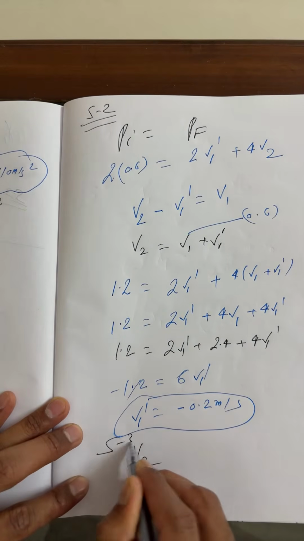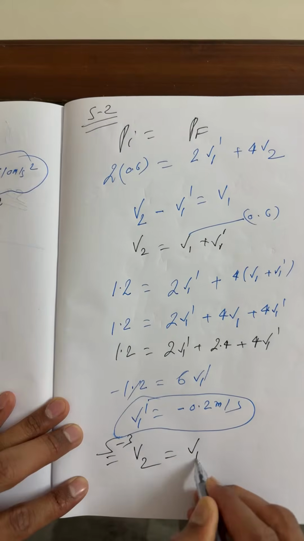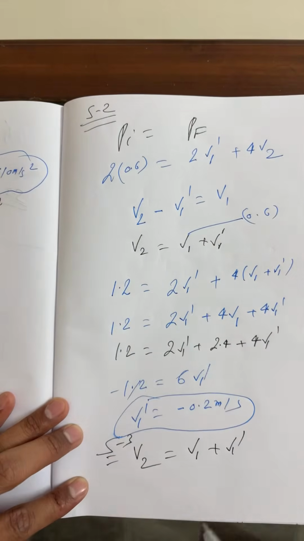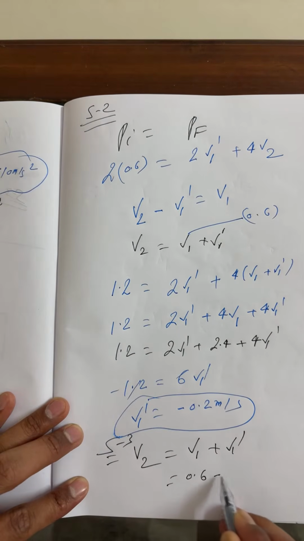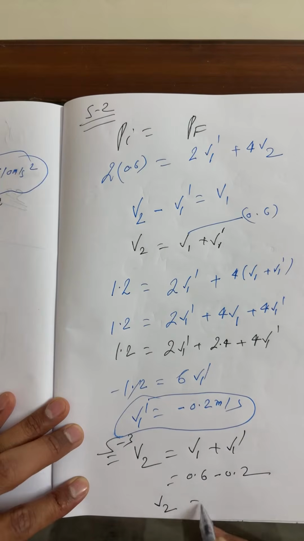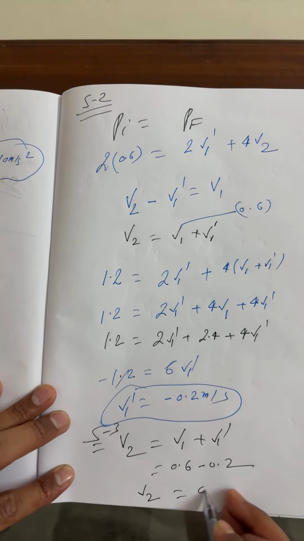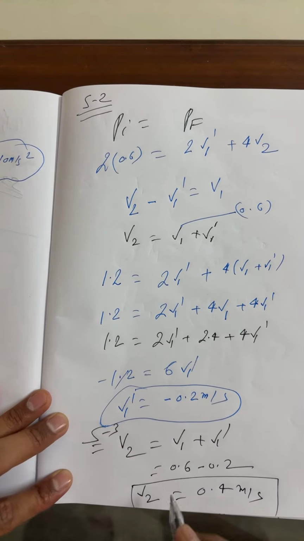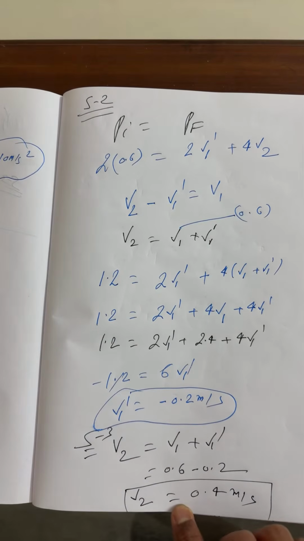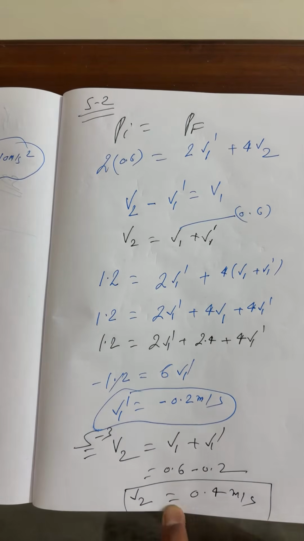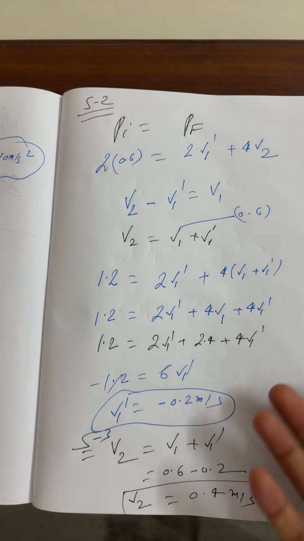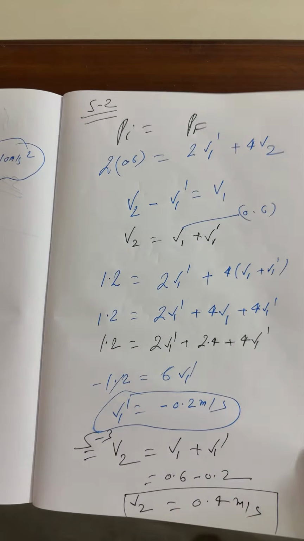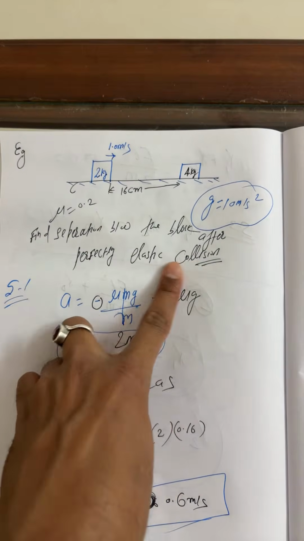Let us say this is step number 3. V2 is v1 plus v1 prime. V1 is 0.6, I hope you remember, minus 0.2. So v2 is 0.4 meter per second. Finally I got v1 and v2 just after collision, so easily I can find the displacement. That is the thing we have to find: the separation between the blocks just after collision.